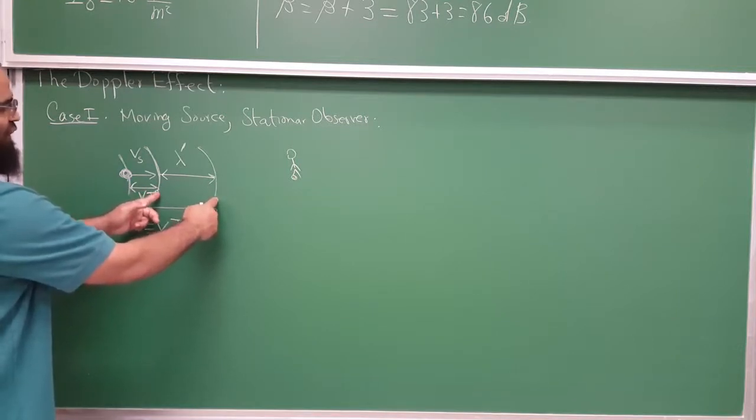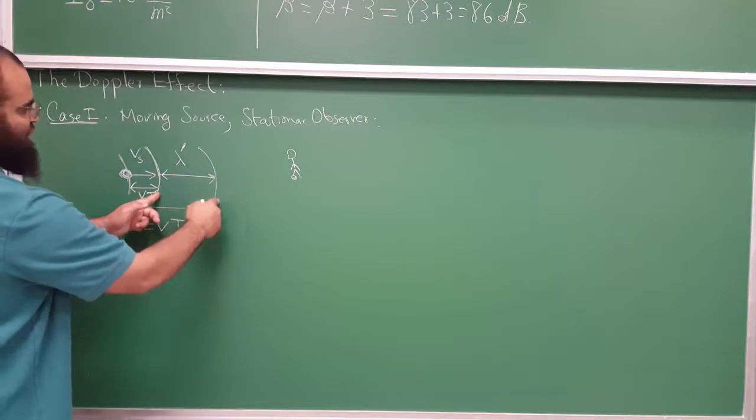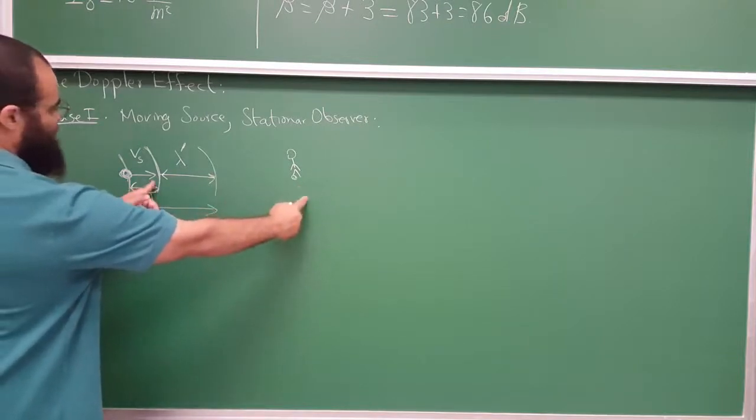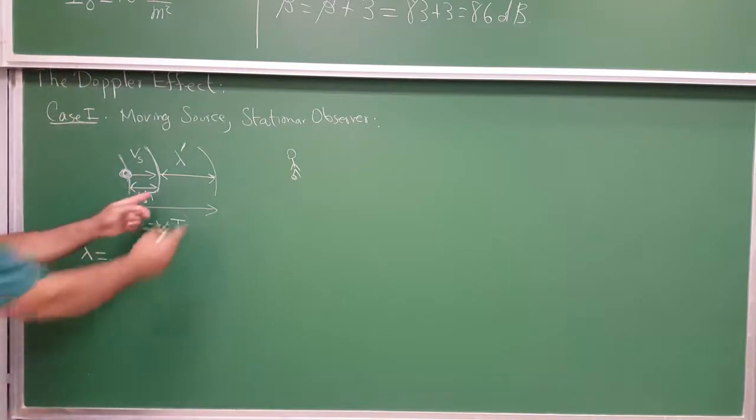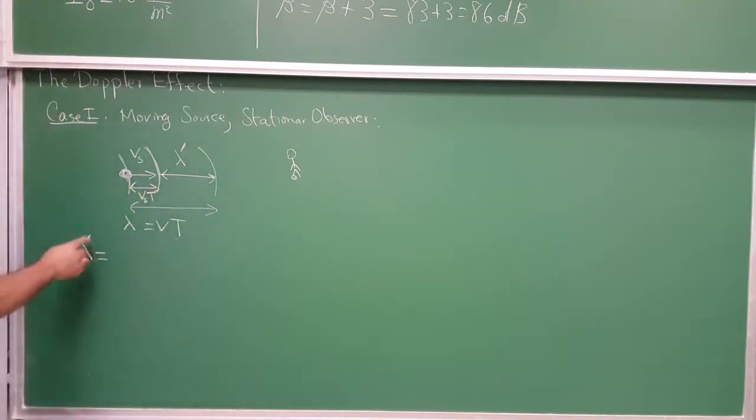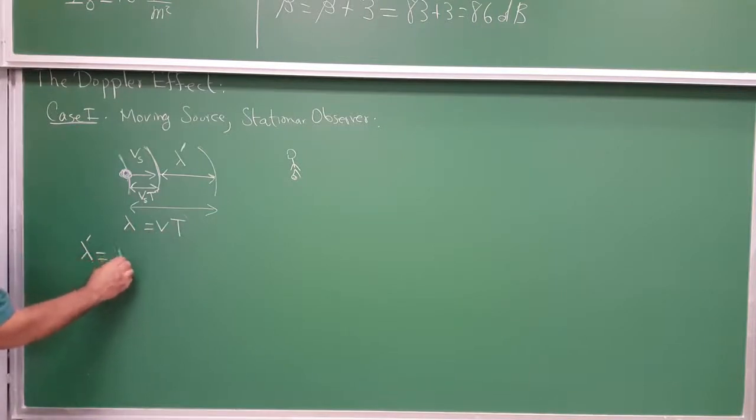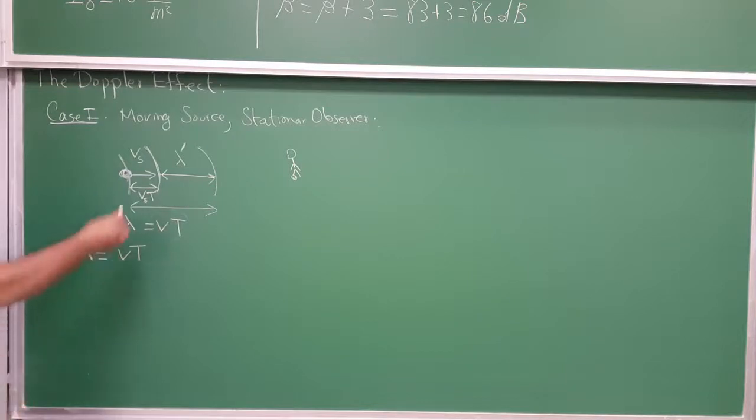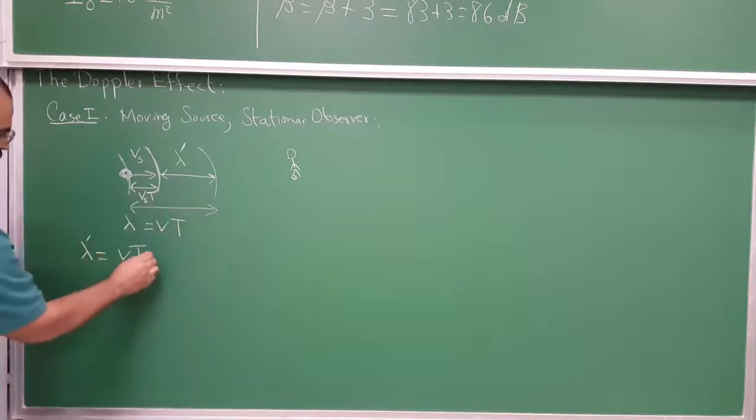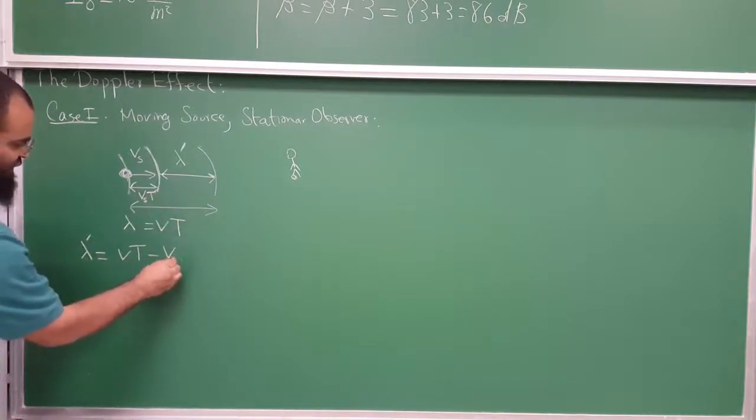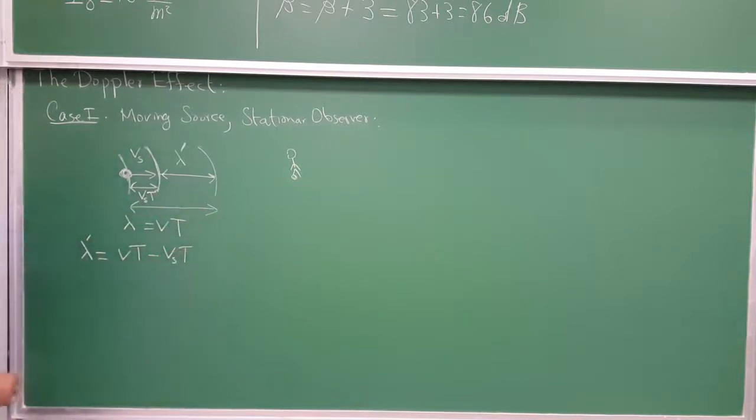And now if you wait one more period, this pulse will be here, and this pulse will be somewhere here, and the distance between them will still be this. So this is the new wavelength. And it will equal v times t, which is the old wavelength, minus, right? I'm looking for this distance. So it's this whole distance minus this, minus Vs times t.